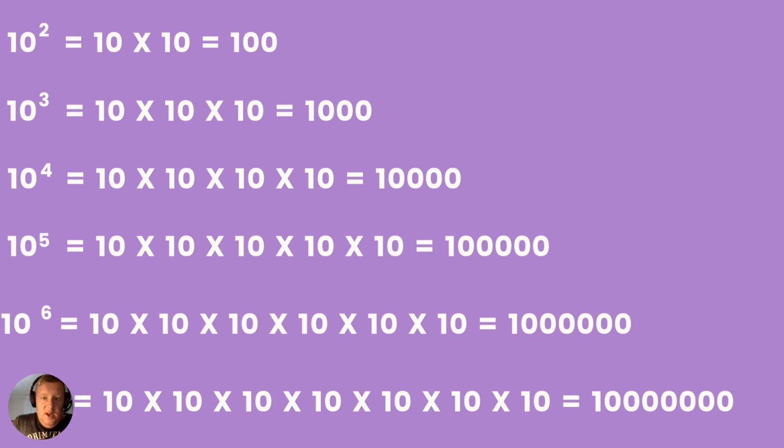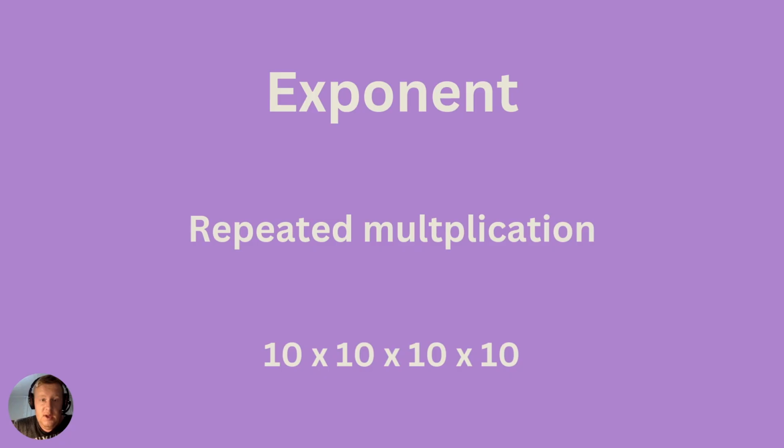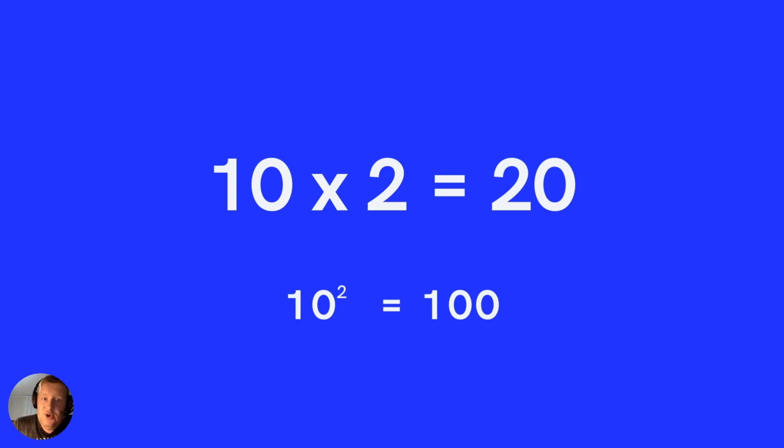And I want to point out that 10 over the power of 2 is not the same as 10 times 2, because exponent or indices is repeated multiplication, and if you do 10 times 2, it's just going to make 20. And 10 over the power of 2 is going to make 100. So there's a very, very big difference there. So keep in mind that 10 times 2 is not the same as 10 over the power of 2.